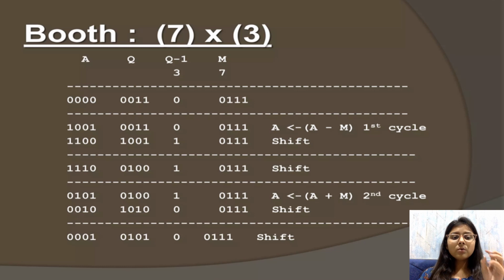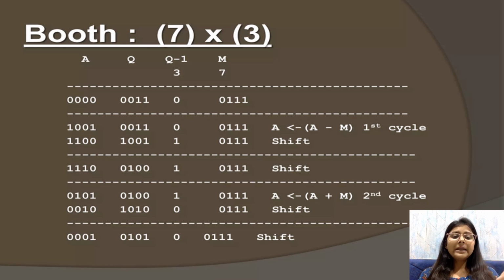Okay, now we'll again check the value of the last bit of Q and the bit of Q minus 1. It is 1 1, so we just need to perform arithmetic right shift. We don't need to perform any arithmetic operation, we just need to perform the right shift. So again we did the right shift, keeping 1 as it is as the sign bit value.